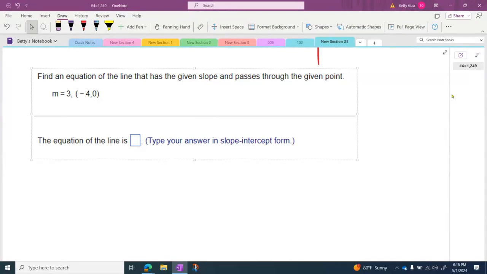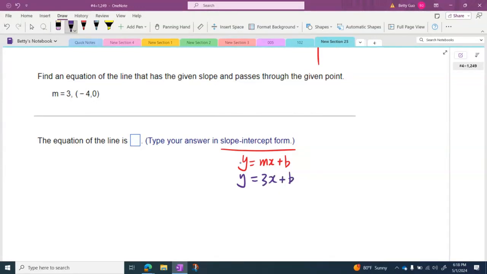So our goal is to write the equation in the slope-intercept form. The formula again is y equals mx plus b. So we know the slope is already 3. So the equation is just going to be y equals m is 3, so 3x plus b. All we need to find is the value of b. How do we find the value of b? We have one more piece of information.